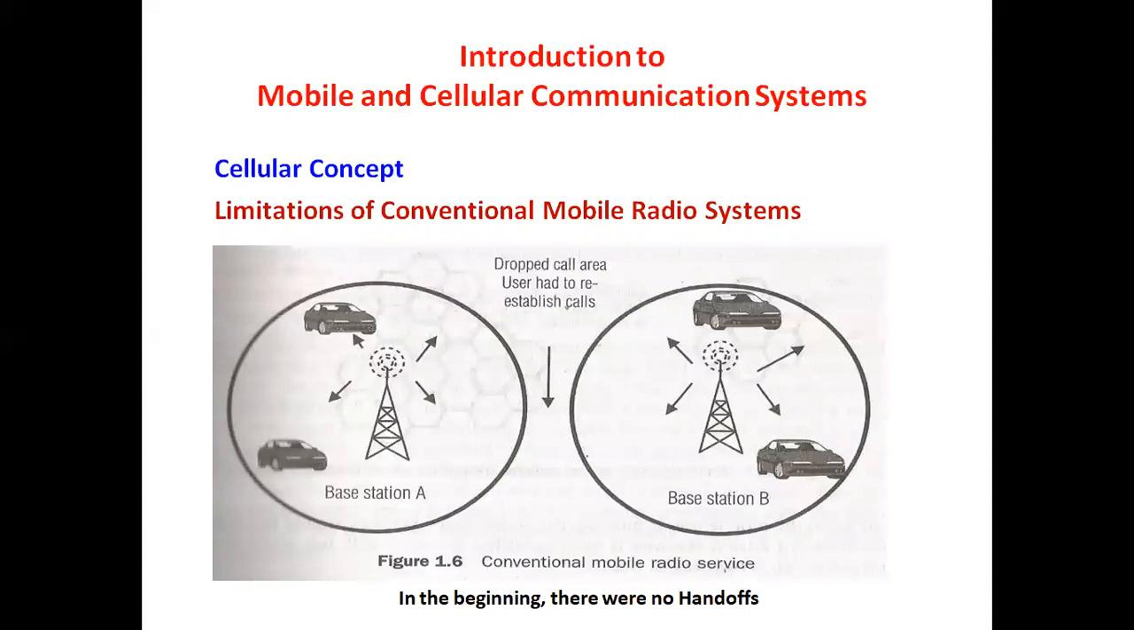Now look at the screen. Those are two areas which are covered under base station A and base station B respectively. But there is an area which is not covered by either base station A or base station B. This is a dropped call area and the user has to re-establish the call. This problem comes in the conventional mobile radio system.